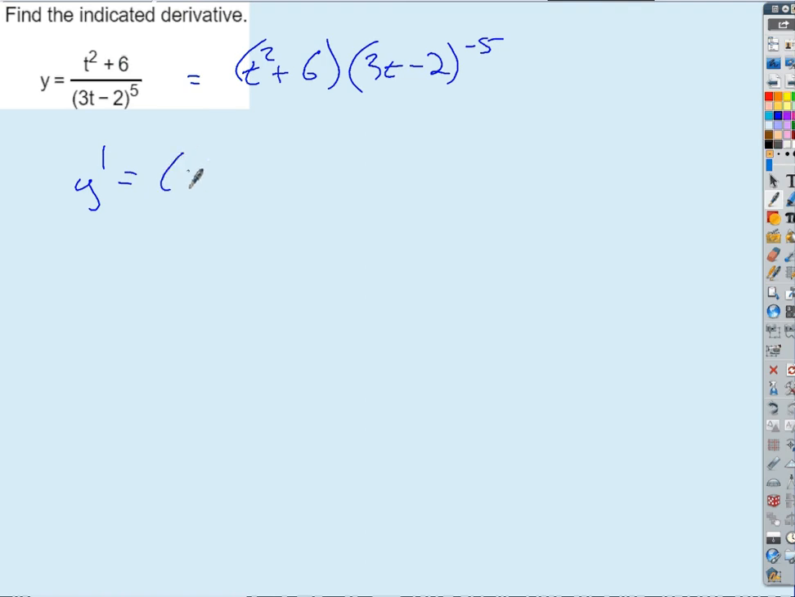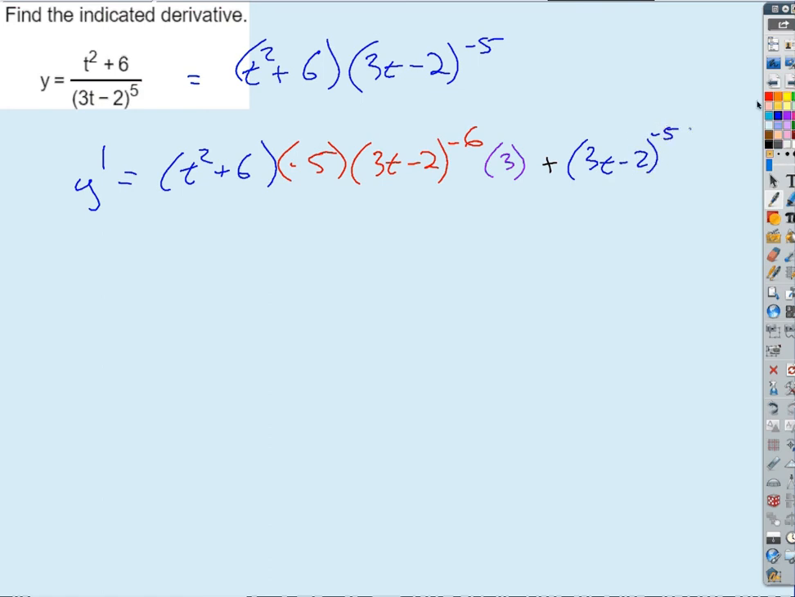First one times -5, okay, good, -5, 3t minus 2 to the -6, good, times 2t plus that times 2t, good. Okay, so we'll finish it. So what are we going to do then?